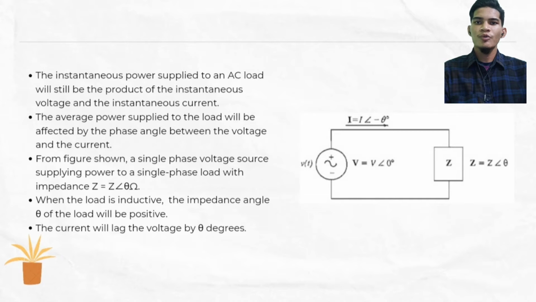The instantaneous power supplied to an AC load will still be the product of the instantaneous voltage and the instantaneous current. The average power supplied to the load will be affected by the phase angle between the voltage and the current. From the figure shown, a single-phase voltage source is supplying power to a single-phase load with impedance Z equal to Z angle theta ohm. When the load is inductive, the impedance angle theta of the load will be positive. Then the current will lag the voltage by theta degrees.